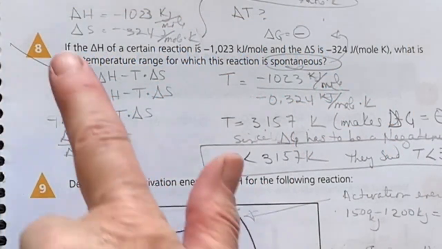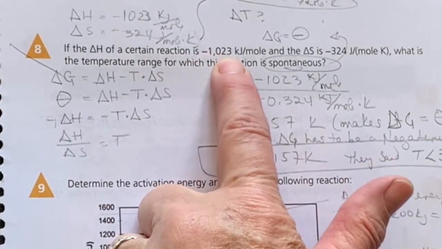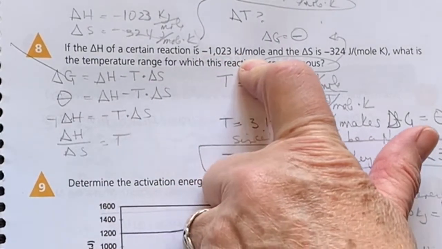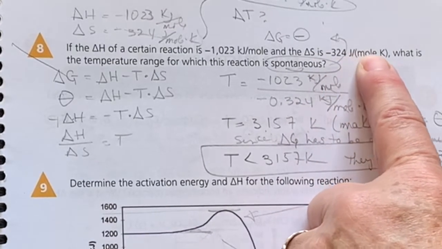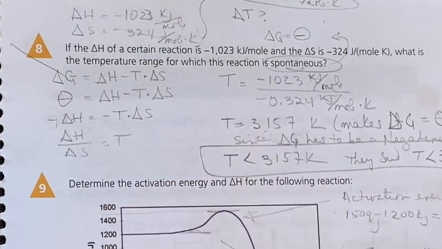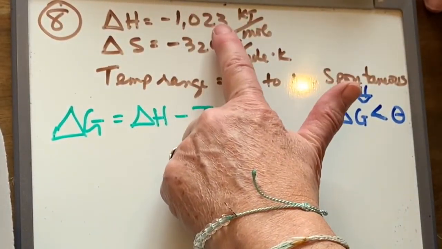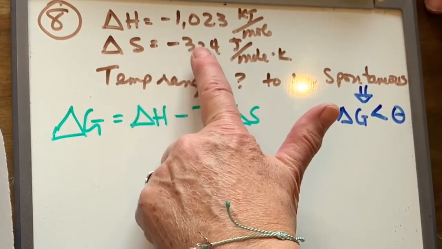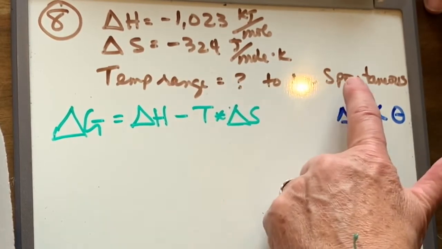All right, for number 8, if the delta H of a certain reaction is minus 1023 kilojoules per mole and the delta S is minus 324 joules over moles times Kelvin, what is the temperature range for which this reaction is spontaneous? Here we've got our delta H, which is minus 1023 kilojoules per mole. We have our delta S. Those are the things we know. We're looking for our temperature range to be spontaneous.